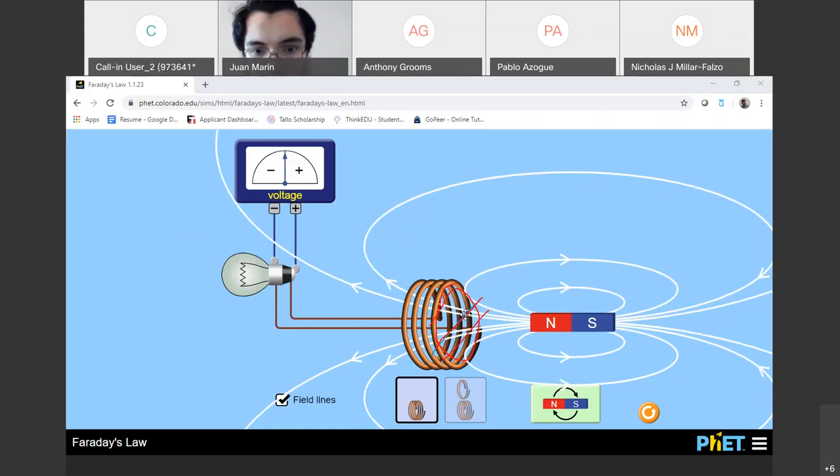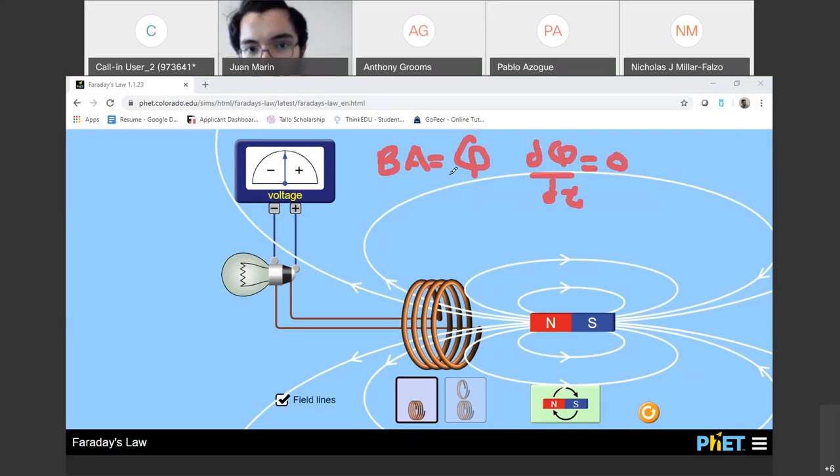So we know that magnetic flux is going to be the integral of B dA, where A is the area. The area is not changing. So when we find the rate of change of Φ, dΦ/dt, we find that it's zero at this point. In this instant, when the magnet is not moving at all, dΦ/dt is zero, because the area is the same and the magnetic field is the same.